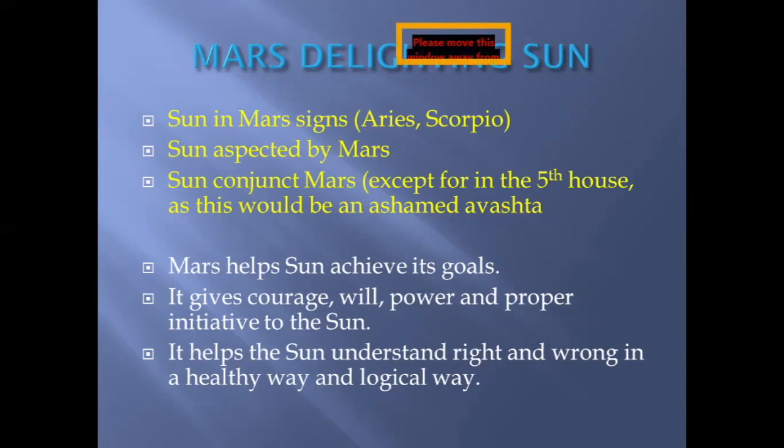Now, Mars delighting the sun. That happens when the sun is in the sign of Mars, in Aries or Scorpio, when the sun is aspected by Mars, or when the sun is conjunct Mars, except for in the 5th house, as this would be an ashamed Avashta.